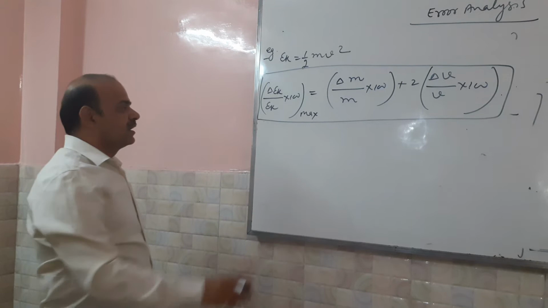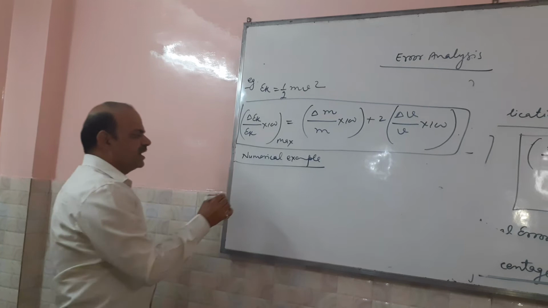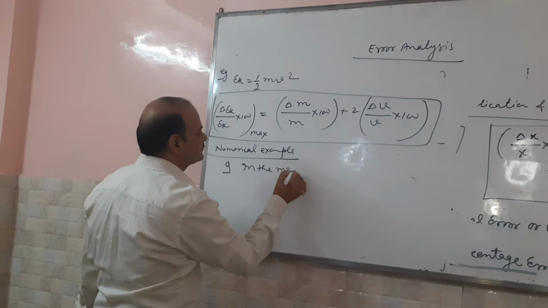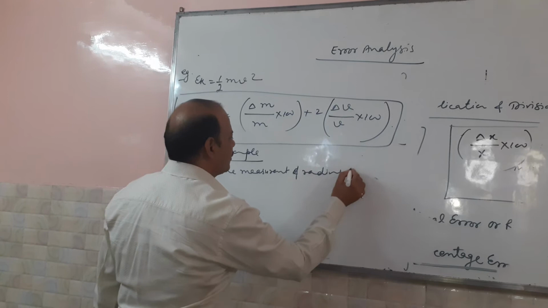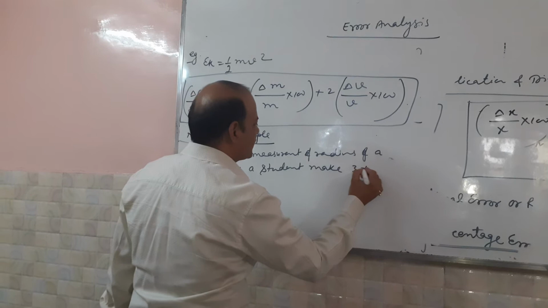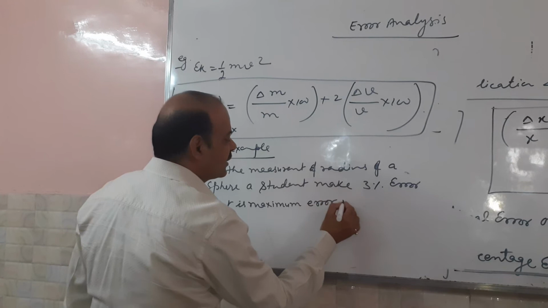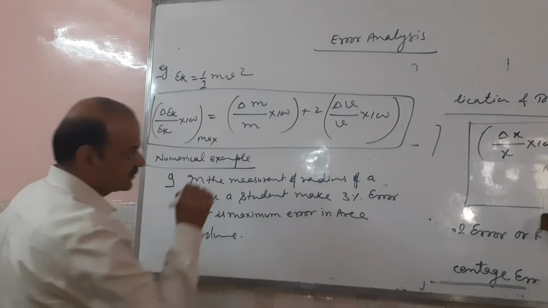Numerical example. In the measurement of the radius of a sphere, a student made 3% error. What is the maximum error in area and volume?